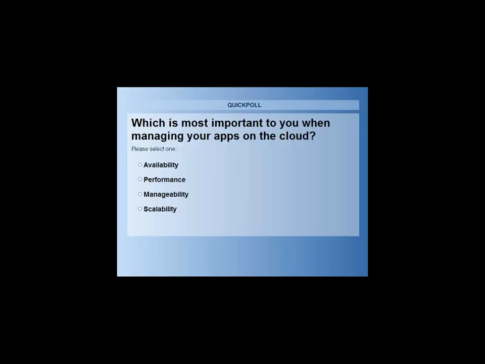Now we'll launch our second poll. And this is about what's most important to you in terms of managing your applications on the cloud. You select one of these answers. Is it availability? Is it performance? Is it manageability or scalability? We realize they're all very important, but we're just trying to get a sense of what's most important to you if you had to rank these.